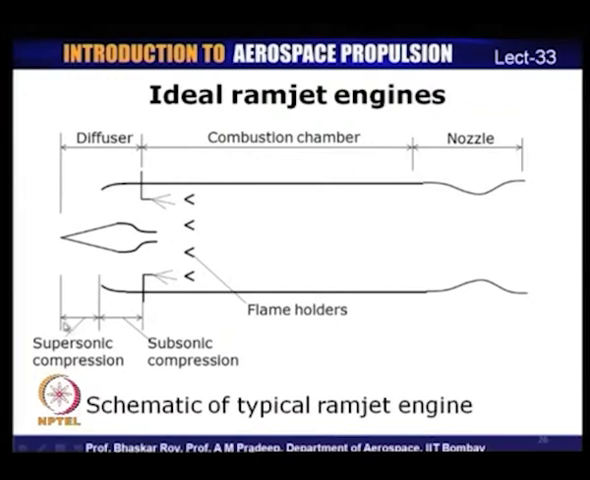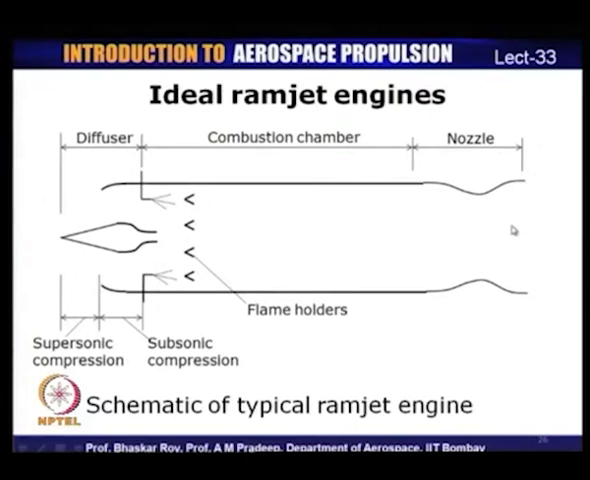Now, I have indicated that the diffuser, or the compression process, consists of two distinct processes: the supersonic compression and the subsonic compression. So, this is the supersonic compression part of it, where there could be shock waves. There would be shock waves for decelerating it from supersonic speeds to subsonic speeds, and at the end of the supersonic compression we have a normal shock which takes it to subsonic speeds, and the subsonic flow enters the combustion chamber. Fuel is injected here in the combustion chamber, and there are flame holders for ensuring that there is a stable flame in the combustion chamber, and the combustion products are expanded in the nozzle.